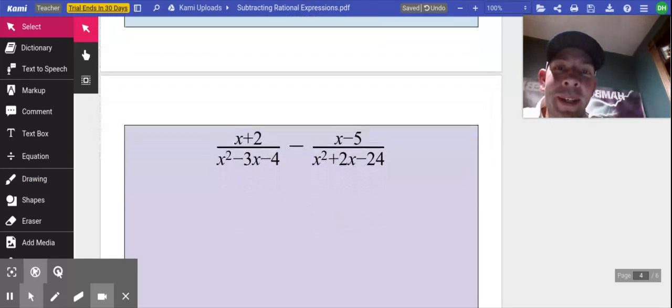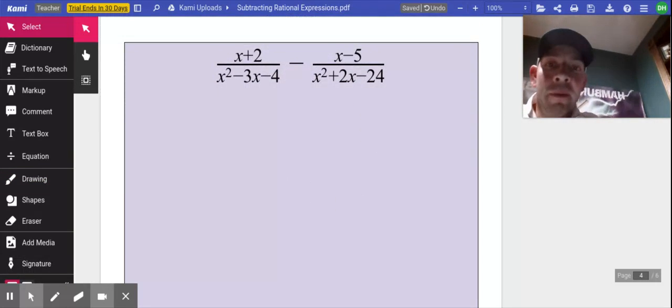All right, we're building and building, and we've got ourselves a real big bear. The big difference now is that we've got to get these denominators factored, right?